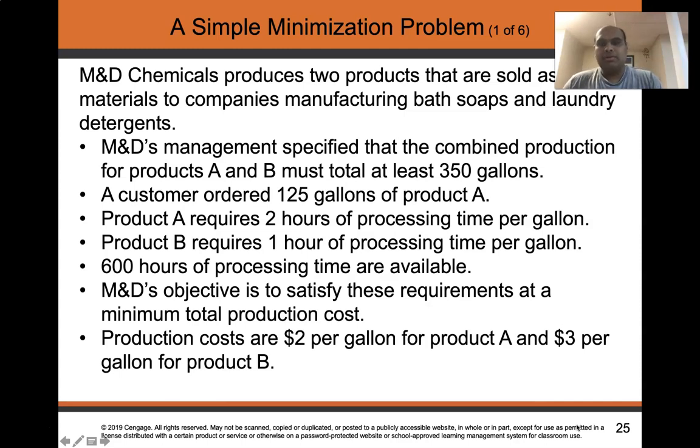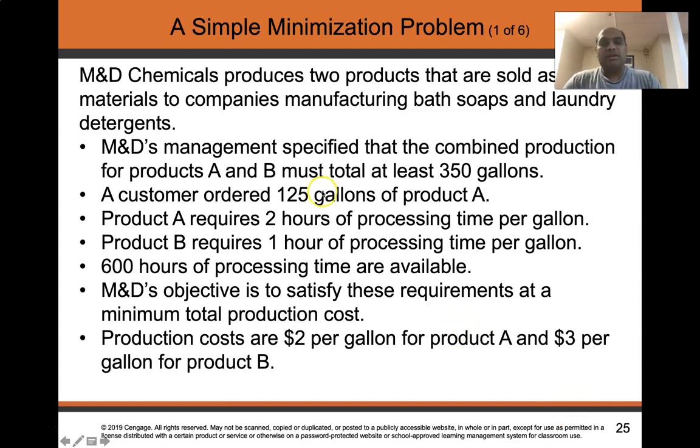So here goes. M&D Chemicals produces two types of products that are sold as raw materials to companies manufacturing bath soaps and laundry detergents. M&D calls these two products product A and product B. The total of these two products must be at least 350 gallons. Usually minimum constraints like these happen because you have some sort of contract with a company, so you have to produce a minimum amount. So you have to make at least 350 gallons of these chemicals.